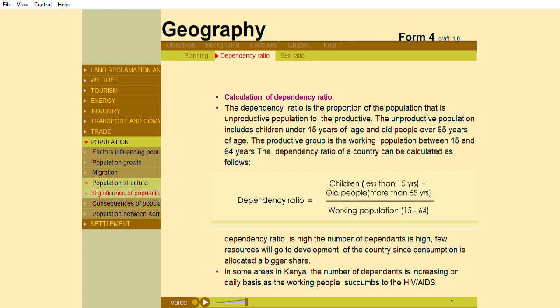Dependency ratio equals children less than 15 years plus old people more than 65 years, divided by working population 15 to 64. If the dependency ratio is high, the number of dependents is high. Few resources will go to development of the country since consumption is allocated a bigger share. In some areas in Kenya, the number of dependents is increasing on daily basis as the working people succumb to the HIV/AIDS pandemic.